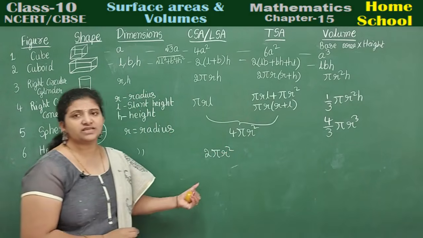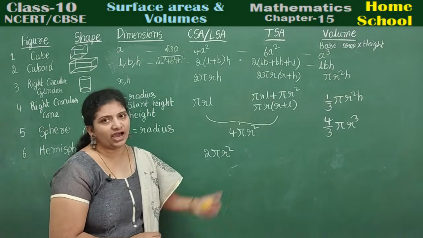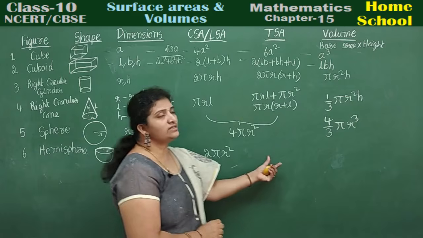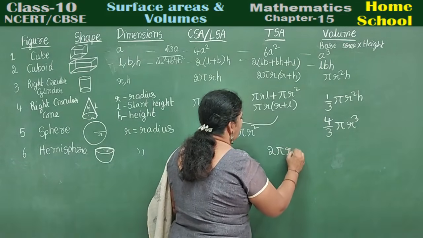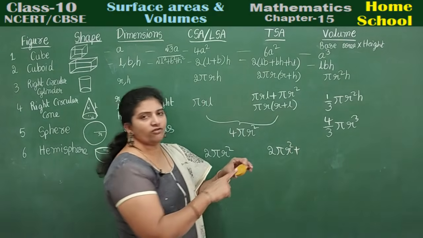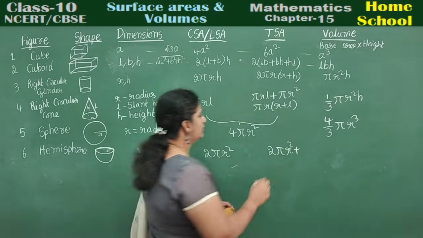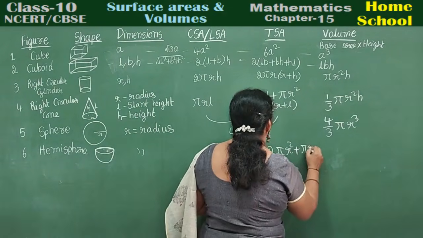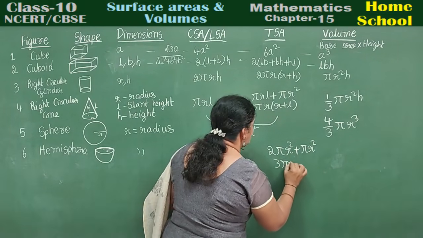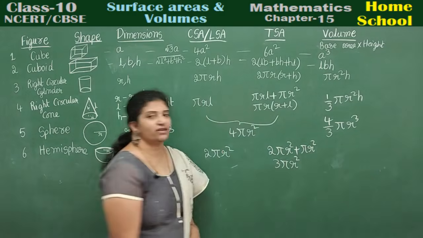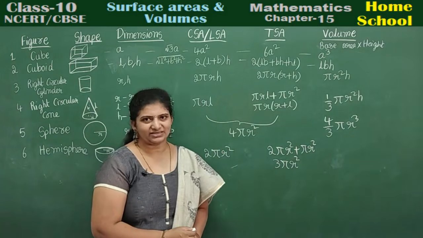What is the curved surface area of a hemisphere? 2 pi r square. Total surface area is the curved surface area plus the area of the circular part, that is pi r square. 2 pi r square plus pi r square will be 3 pi r square units.